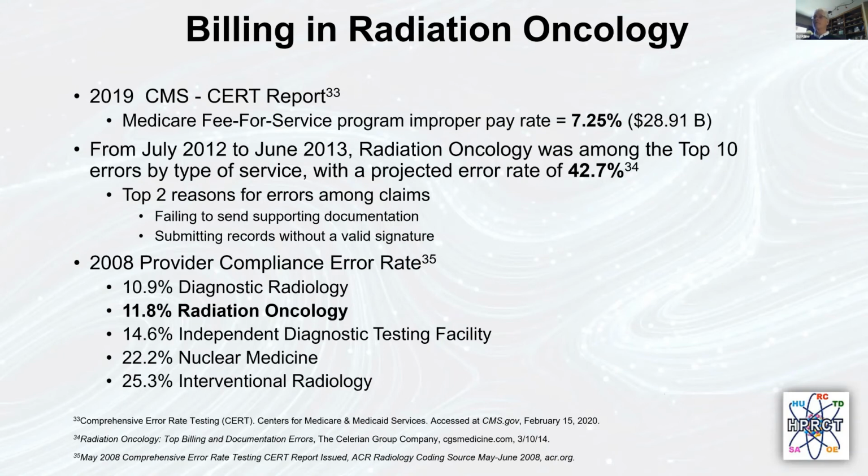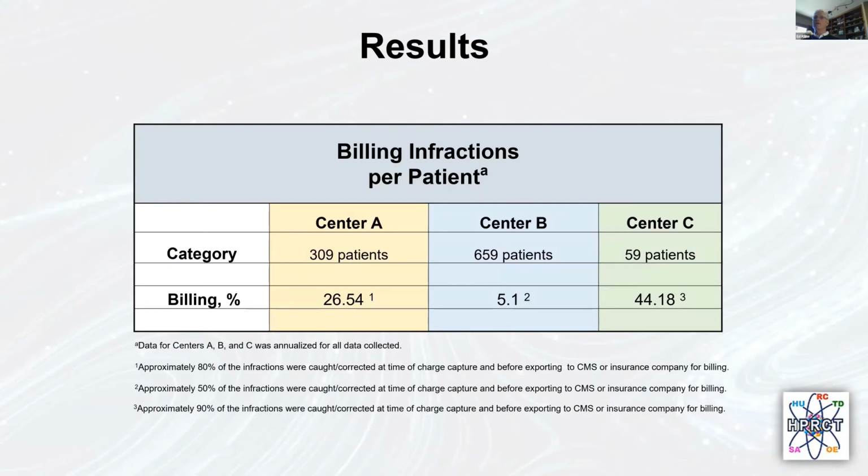That's about $29 billion. So these types of mistakes get put back on the insurance companies and end users, so your rates go up. Therefore, it's important you do the billing properly. So billing infractions, we measured that. Center A had 26% of each patient had a billing mistake. Center B, only 5%. Center C, 44%.